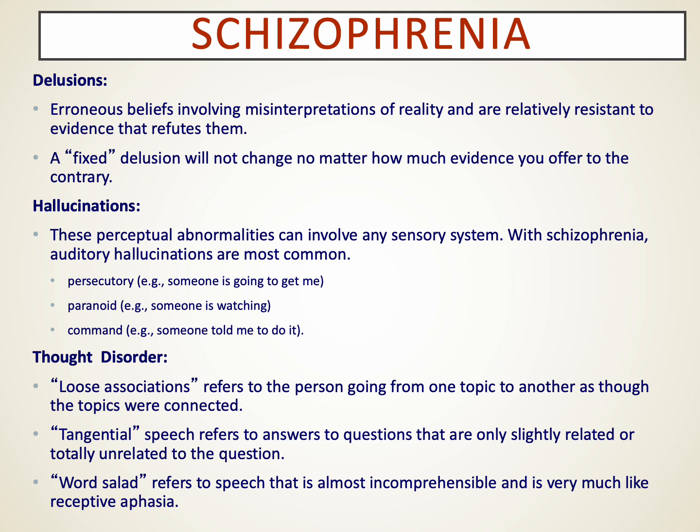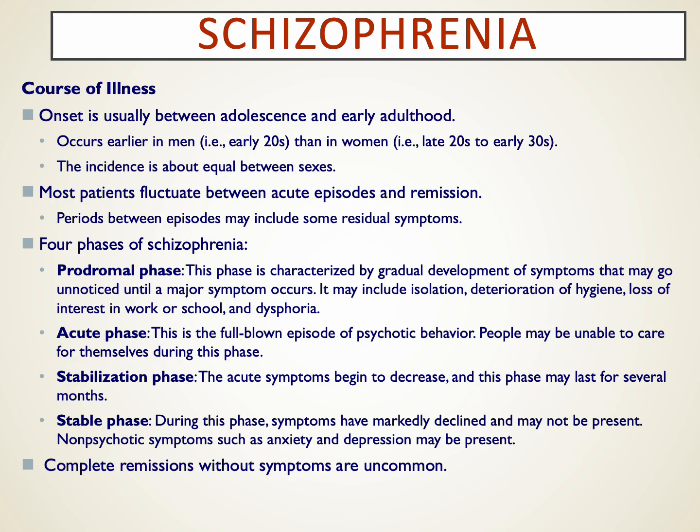The differentiation between delusions and hallucinations and other thought disorders are listed here. I'm not going to go through that in depth. And the course of the illness, usually the onset is in the early to later 20s to early 30s, usually a bit earlier in men than women.